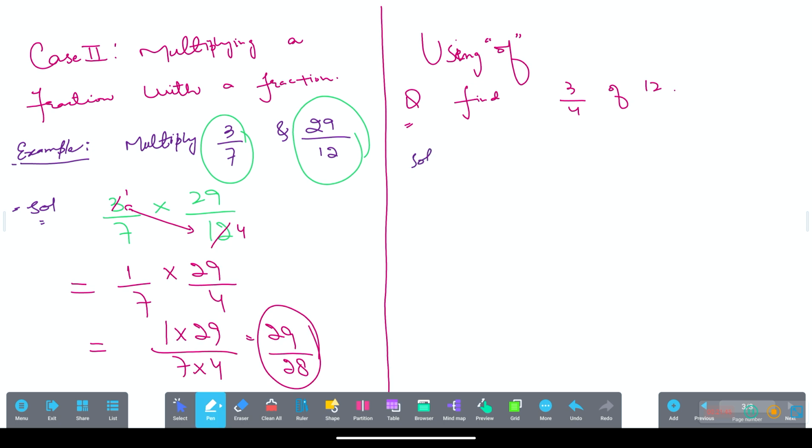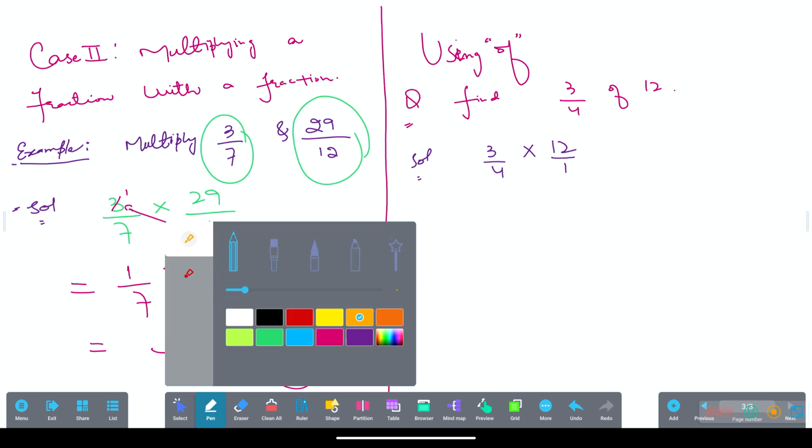I am writing your solution. It is 3 by 4 of, wherever you will find of, you will put a multiply sign there, 12. Now, we do the things that we have done in the previous cases. 3 by 4, and the 12 we can keep with denominator 1. Cancellation with its own numerator and denominator is not possible because both fractions are in their lowest terms. But cross cancellation is possible. Cross cancellation between what? 3 and 1?